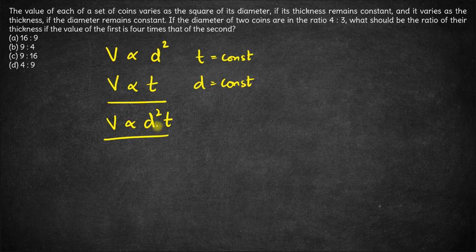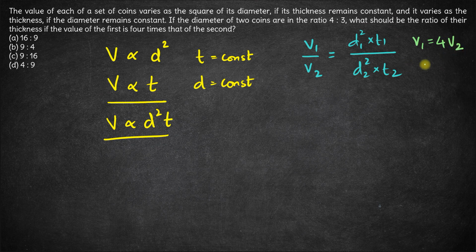Now if v is equal to d square into t, we know v1 upon v2 value, two different values, will be equal to d1 square into t1 upon d2 square into t2. Fine. Now using this relation, let's look at the question further. If the diameter of two coins are in the ratio of 4 is to 3, what should be the ratio of their thickness if the value of the first is 4 times that of second?